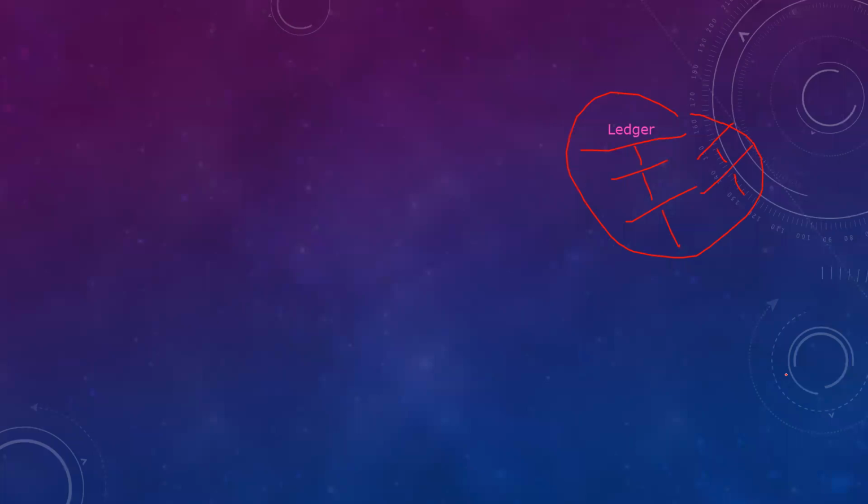In English, we say singular, plural. Singular, one. Plural means many, two or many. So when you have one, we call it an account. When you have many, we call it a ledger. That's all.